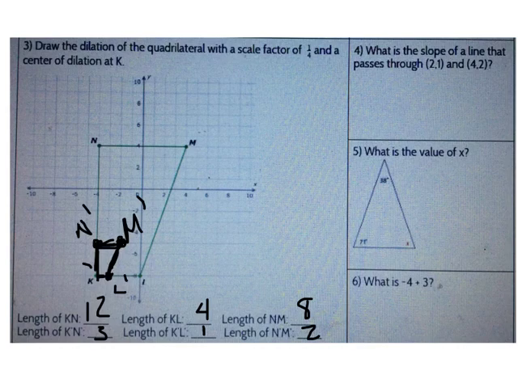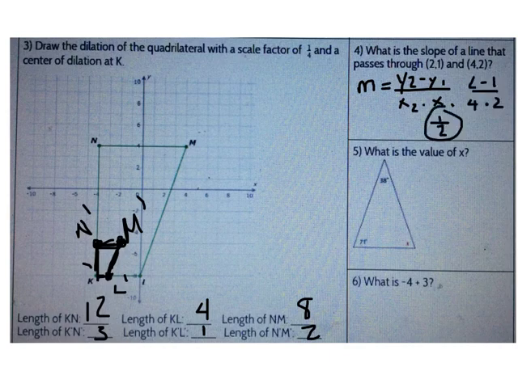Now let's find the slope of a line that passes through 2, 1 and 4, 2. Remember, slope is the same as change in y over change in x. Go ahead and find the slope now. The slope is 1/2.